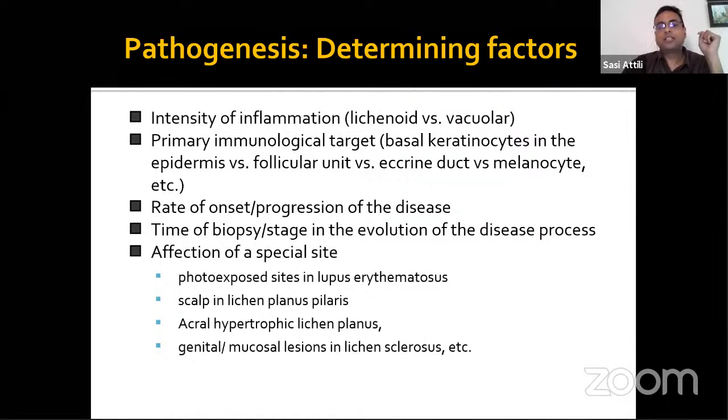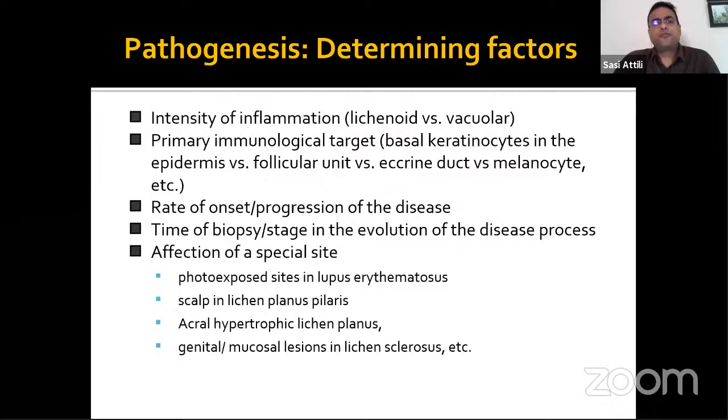The rate of onset and progress of disease, if it's an acute disease, or a chronic disease, or evolving rapidly, determines the features you're seeing. Also whether the lesion has been treated or not determines it. Time of biopsy and stage in the evolution of the disease process are definitely very important factors. Even within the same patient, if you take biopsies from 2 different lesions, or even from 2 areas within the same lesion, you'll see different features, believe me.